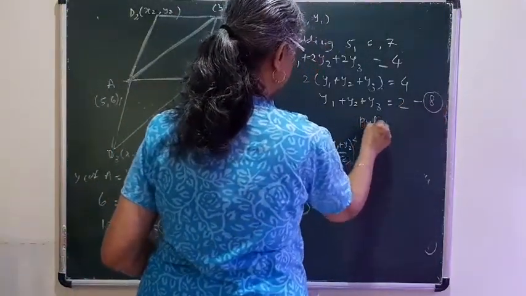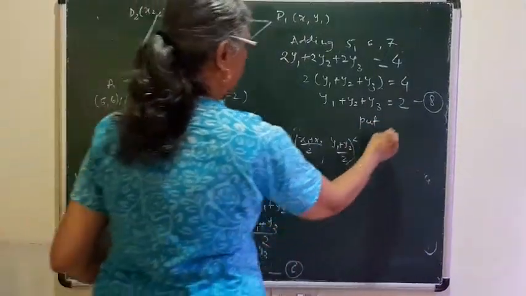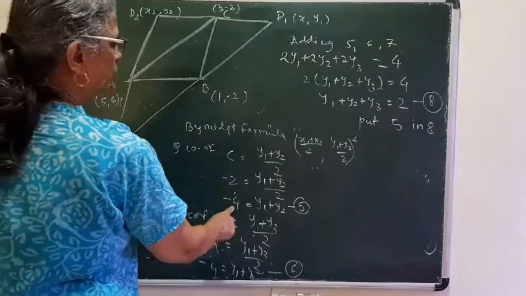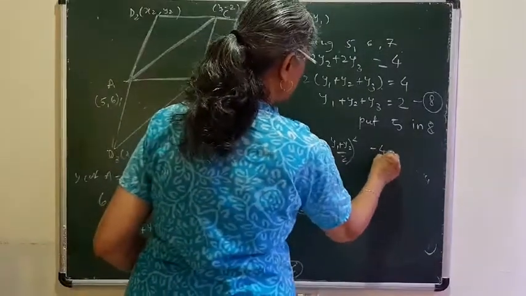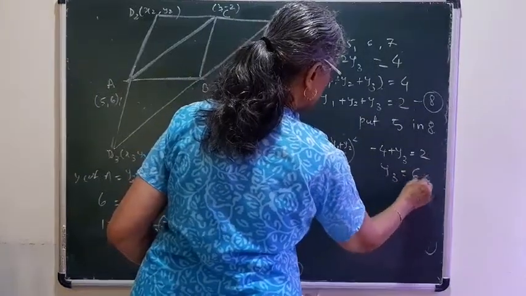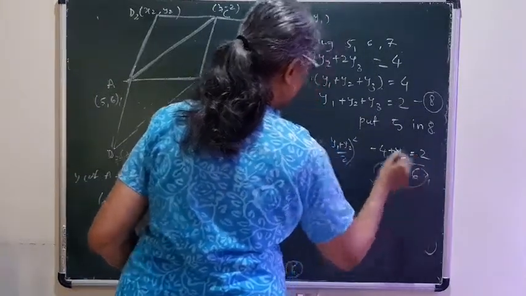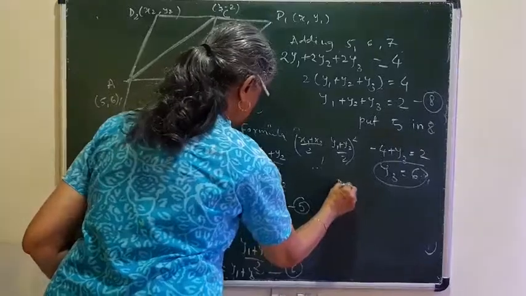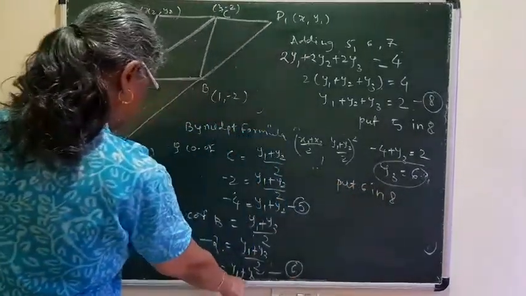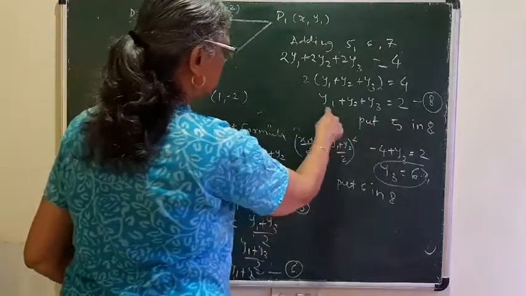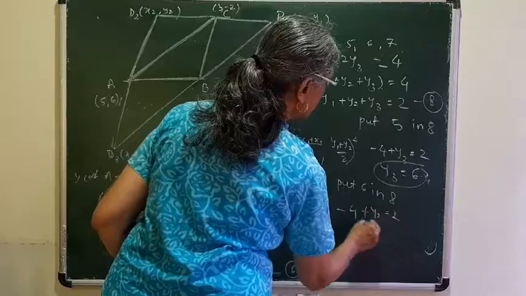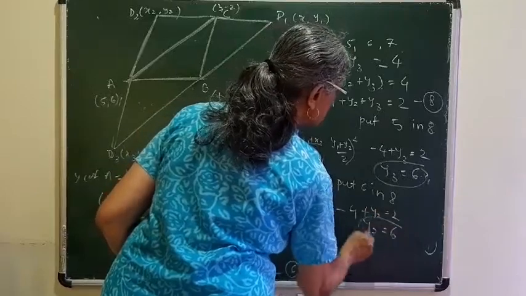So put 5 in 8. y1 plus y2 I am going to put minus 4. So minus 4 plus y3 is equal to 2. y3 is equal to 6. Then put 6 in 8. y1 plus y3 is minus 4. So minus 4 plus y2 is equal to 2. So again y2 is also 6.